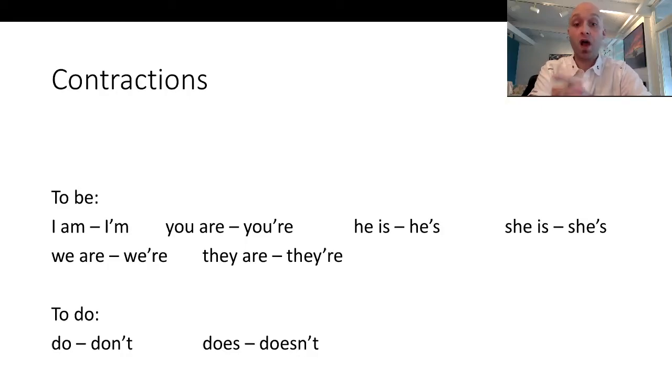I am, I'm, you are, you're, he is, he's, she is, she's, we are, we're, they are, they're, and to do, we have do, don't, does, doesn't. So those are the key contractions for the present simple. We will build on those, but those are the main ones for right now.